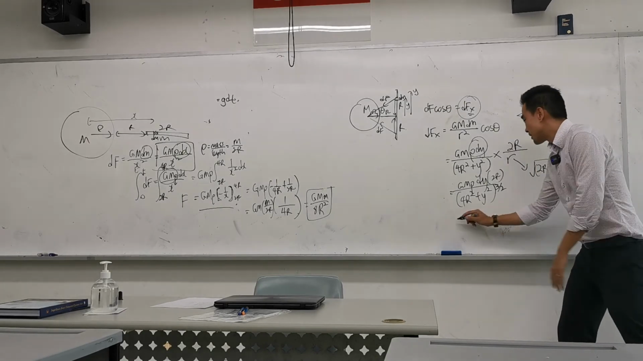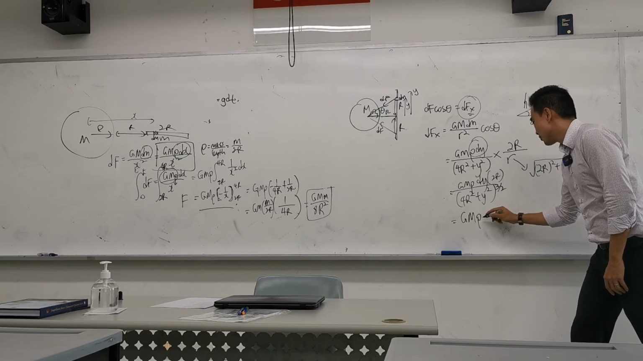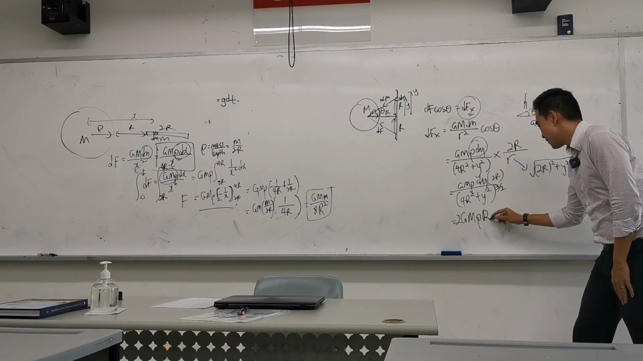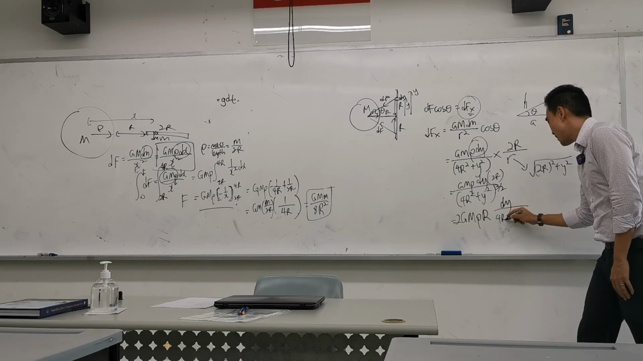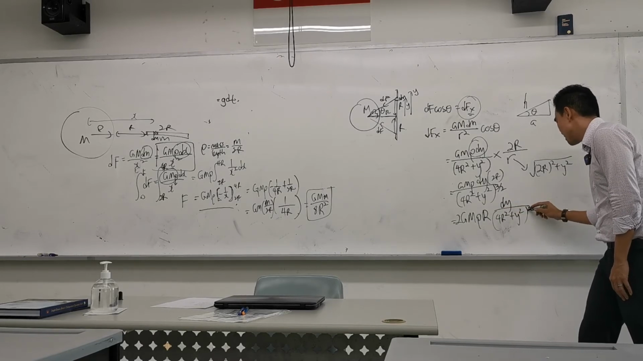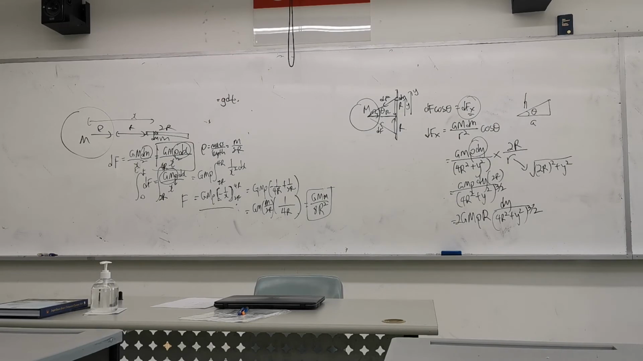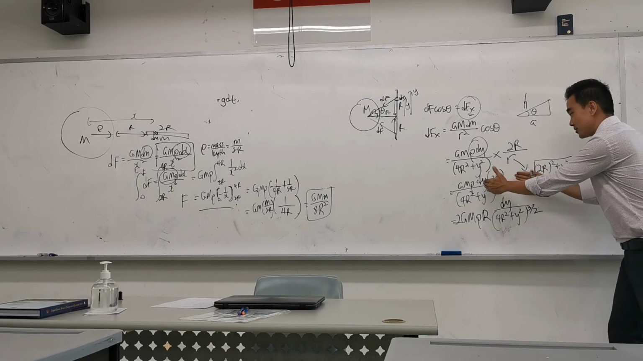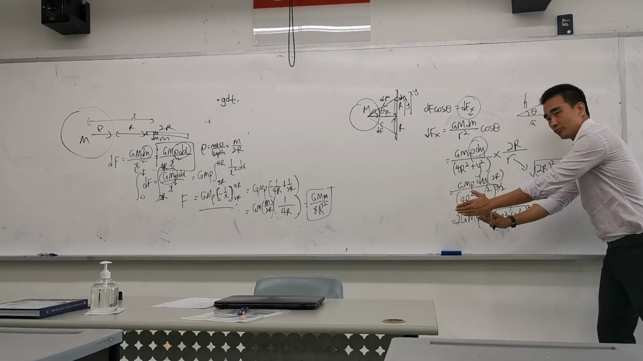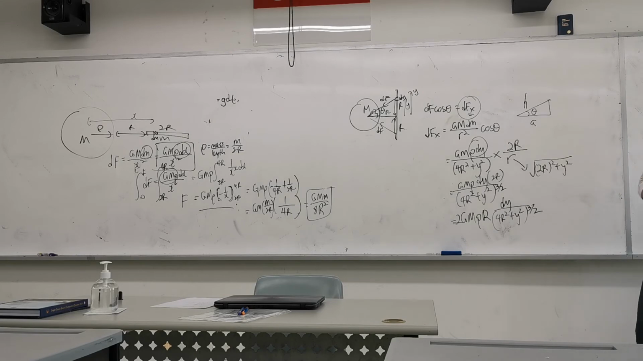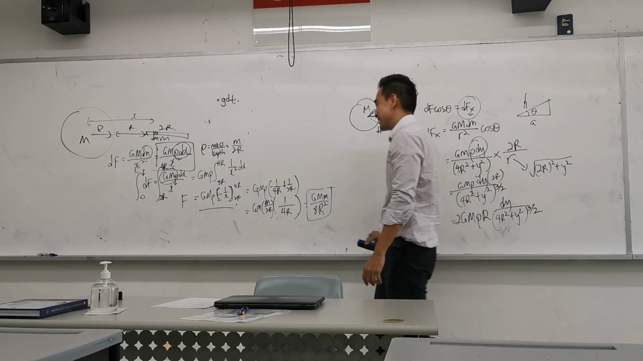Still okay? So let's put everything together and tidy things up. 2GM rho r dy over 4r squared plus y squared to the power of 3 upon 2. I'm just rearranging things, shifting the 2r, all the constants out, and then the y over here. This is easy compared to proof by induction. Proof by induction, easy.